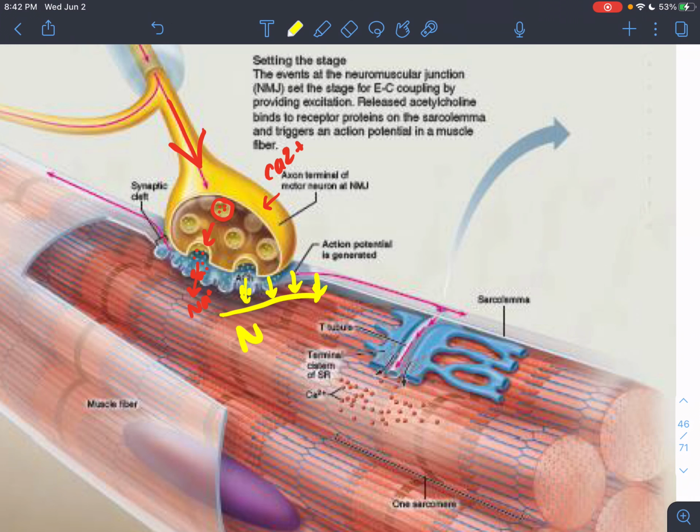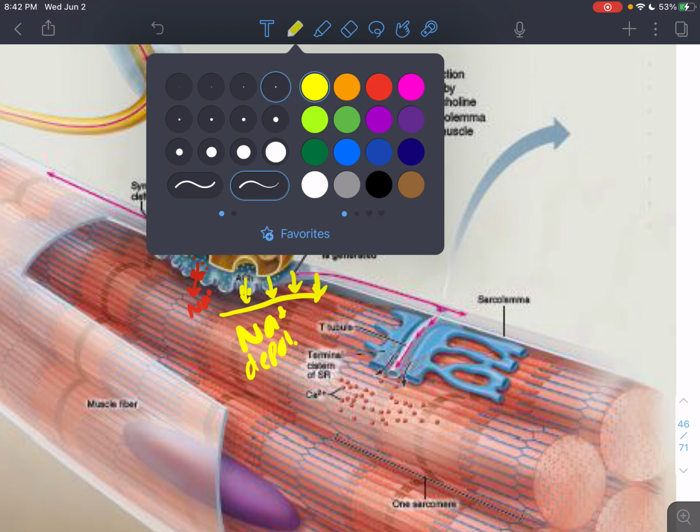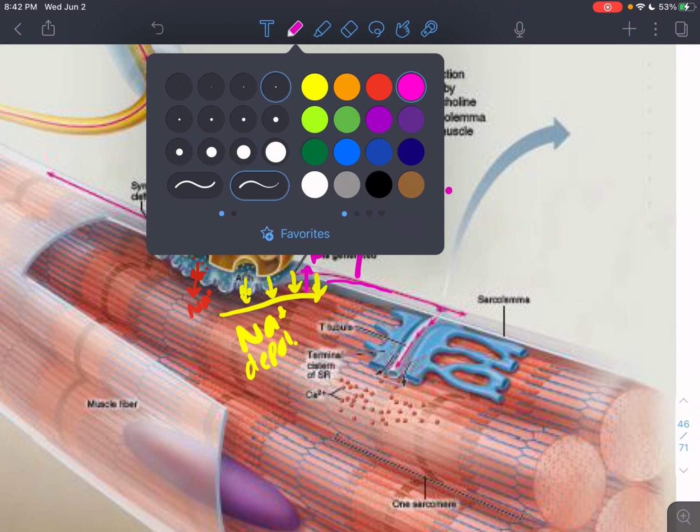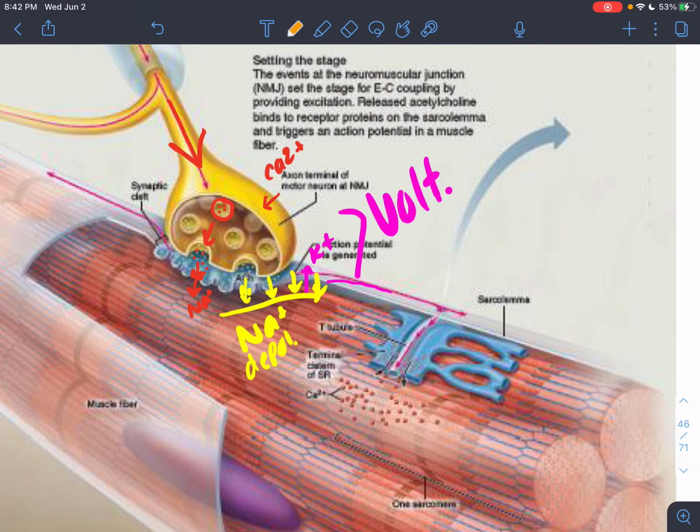Sodium coming in is going to depolarize. We have repolarization, with potassium channels allowing potassium to leave. Again, these are all voltage-gated channels. That's going to propagate all the way along until it reaches the T tubule of the sarcolemma. And remember, the T tubule is just an inversion of the sarcolemma. So that depolarization is going to go down the T tubule.